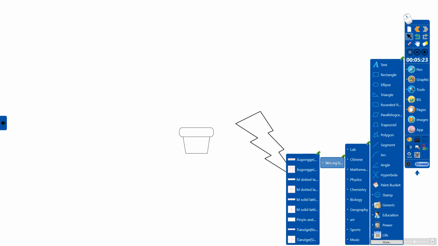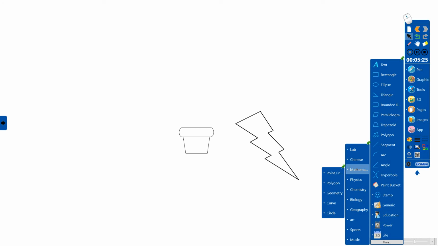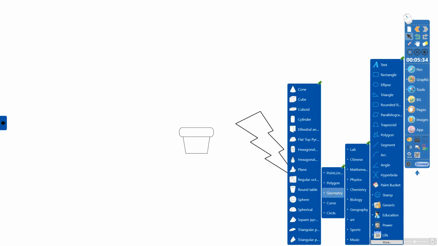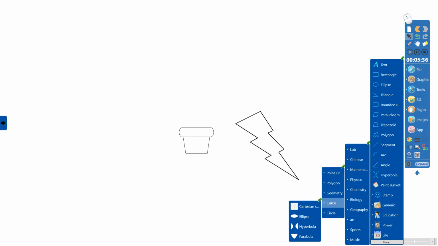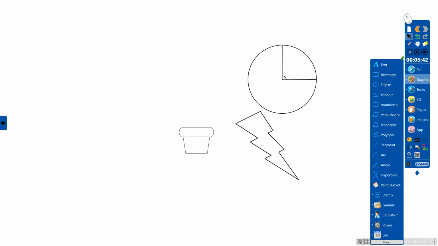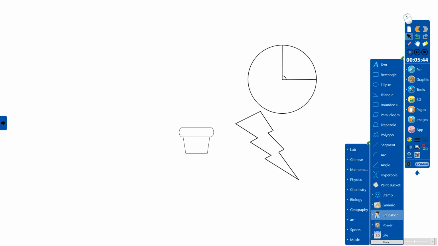Under the Mathematics tab are a selection of objects that can be inserted onto the page. Angles, arrows, sequencing, polygons, various shapes which can just be dragged and dropped onto the screen. Geometric shapes, curve shapes, and several circle options.